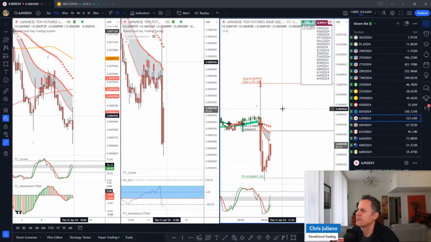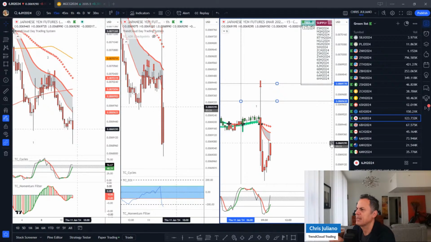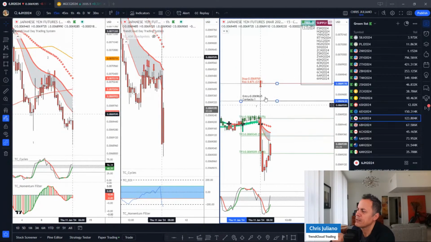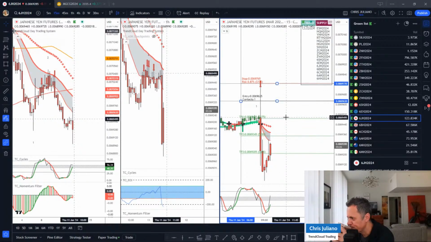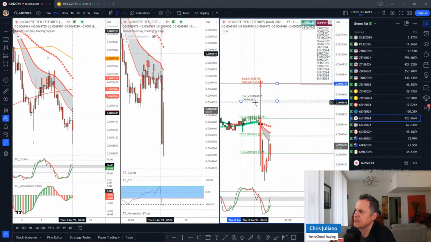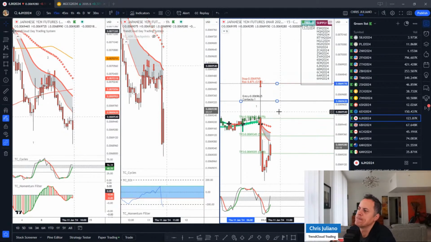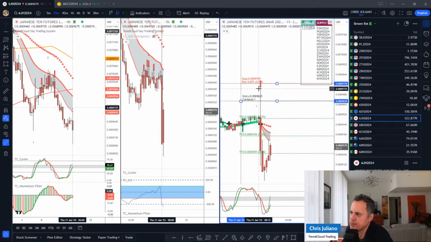Very expensive stuff. See that? Can't afford any of that. Right there we can afford. So it's basically telling us you can only afford one contract up in here, right? And we always want to use structure for our stop losses.